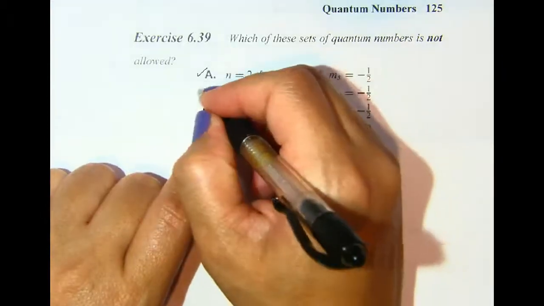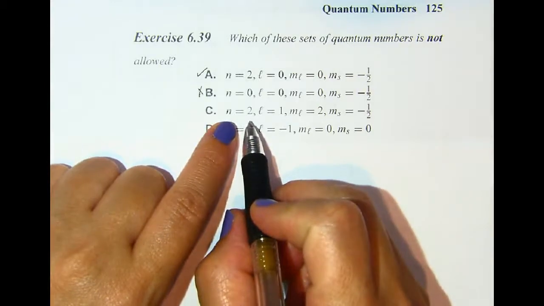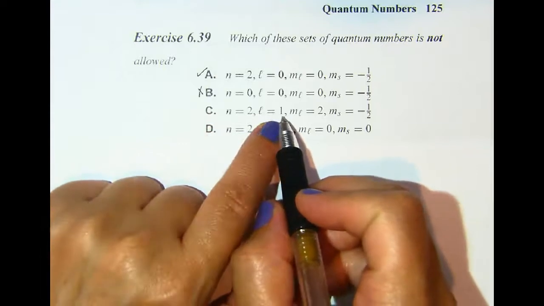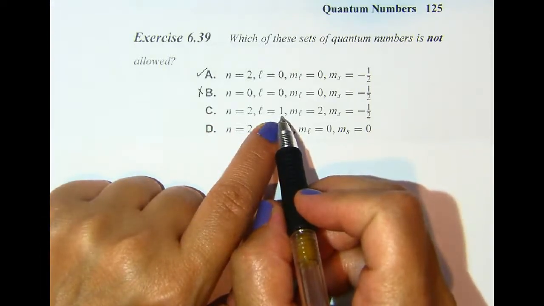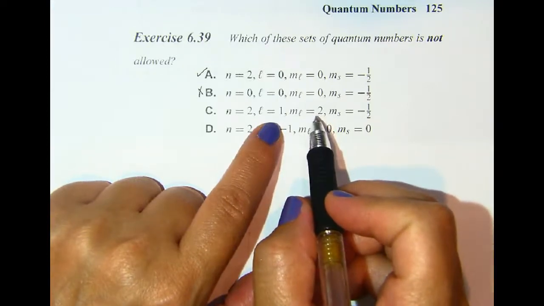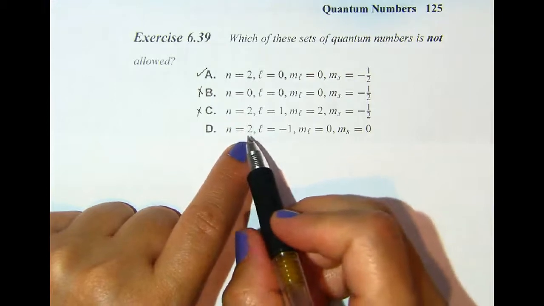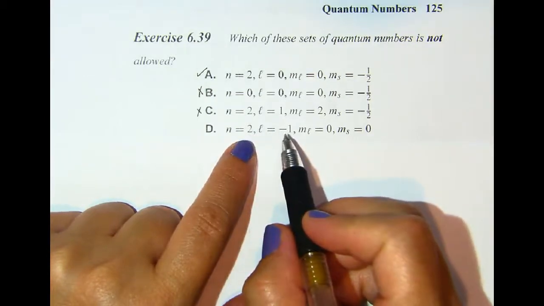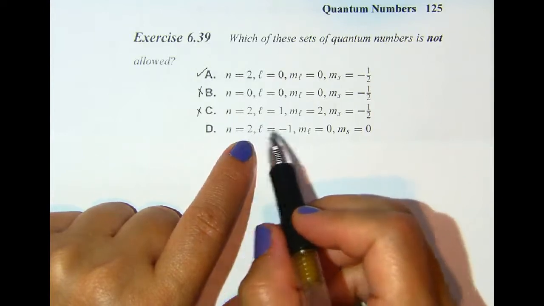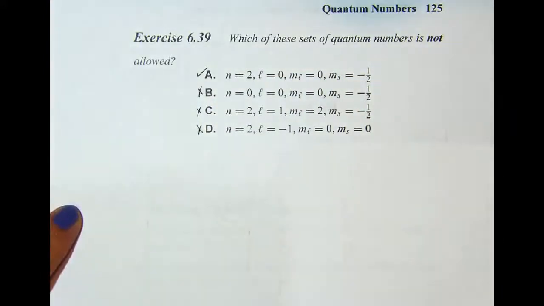N cannot equal 0, so this is not a valid set. N equal to 2 means that L has to equal anything less than 2, which it does. If L is equal to 1, then your ML ranges from -1 to +1, which means this is not allowed because it's not within that range. So this is an invalid set of quantum numbers. If N is 2, then L is equal to -1. No, that's not true. It's going to be 0 up to 1 less than n, so that does not include negative numbers. So letter A is the only valid set.